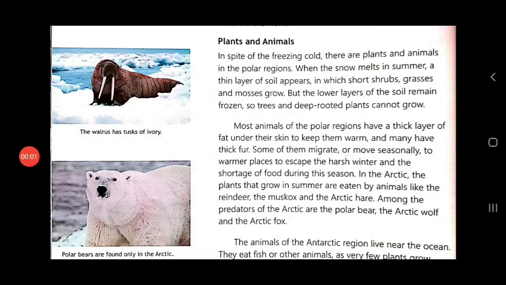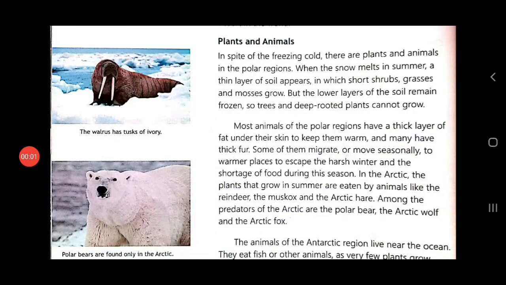Now children, you might be thinking that how is it possible for the animals to survive in such cold regions? Okay, see, most of the animals over here, children, in the polar regions, they have thick layer of fat under their skin. उनकी skin के अंदर, okay, नीचे एक thick layer होती है fat की, which helps to keep them warm. वो उन्हें गर्म रखती है. And most of the animals, they have thick fur. Okay, बहुत सारे ऐसे animals भी हैं जिनके skin के ऊपर thick fur होता है, so that also protects them from very cold.